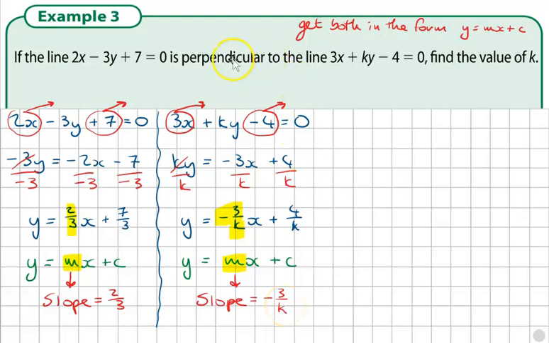Now we know that the lines are perpendicular. So we know that their slopes multiply to give minus 1. So 2 over 3 multiplied by minus 3 over k will give us minus 1. So we can do that and then solve for k.